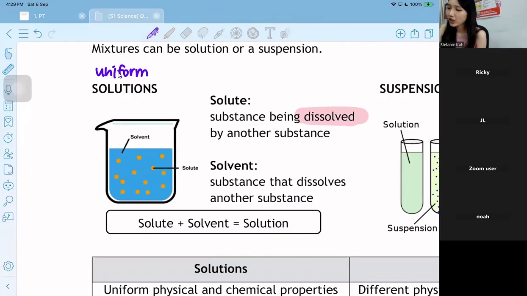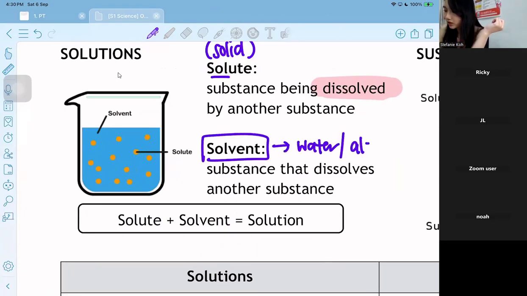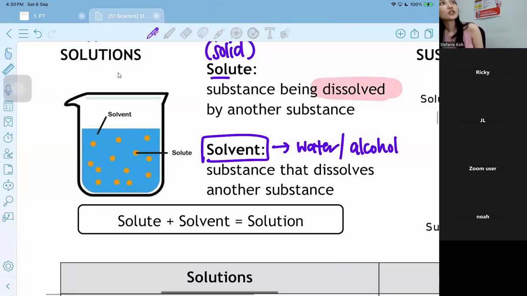Okay, and the solid that you dissolve will be called the solute. So it sounds the same. Solid, solute, that is the one that dissolves in the solution, in that solvent. This solvent could be water, could be alcohol, right? So you must know the difference between solute and solvent. They will ask you to identify.